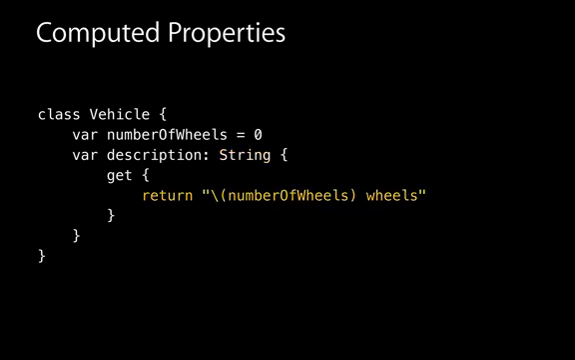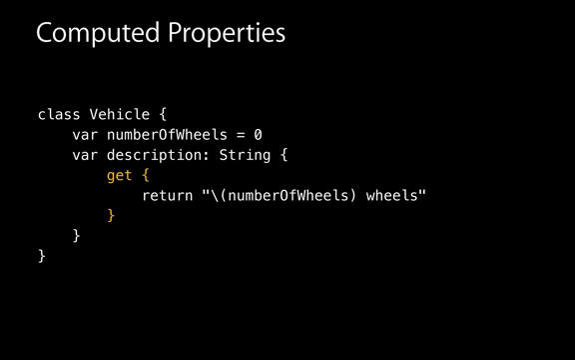Here, we're using string interpolation to return the number of wheels. Now, in this case, I've provided a read-only computed property, which is why it only has a getter here. But I could also provide a setter as well, if I wanted it to be read-write. It doesn't really make sense for this description to be read-write, though. It's generated based on other properties, so I'm going to keep it as a read-only property.